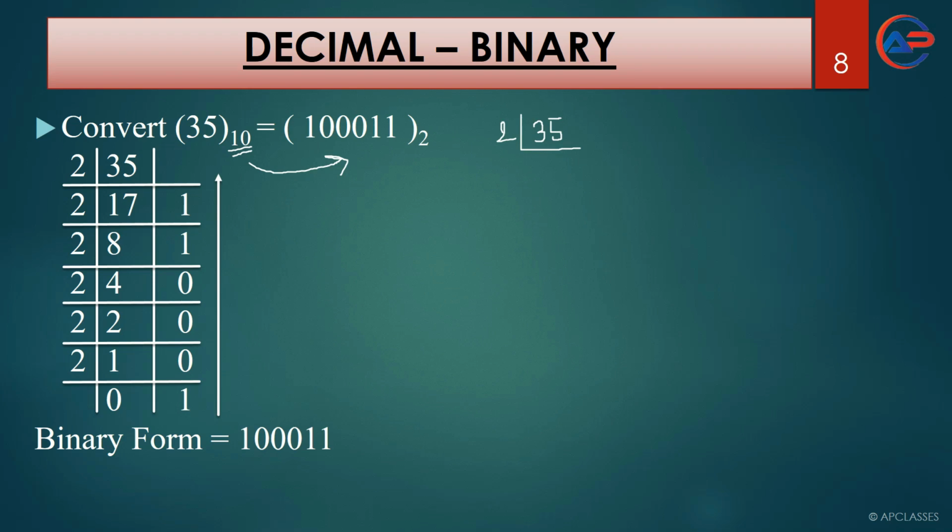Okay, so 2 into how much will give you 35 or close to 35? 2 into 17 will give you 34. 2 into 18 will give you 36. Here we have to write 17. 2 into 17 will give you 34. What is the remainder here? The remainder is 1, isn't it?